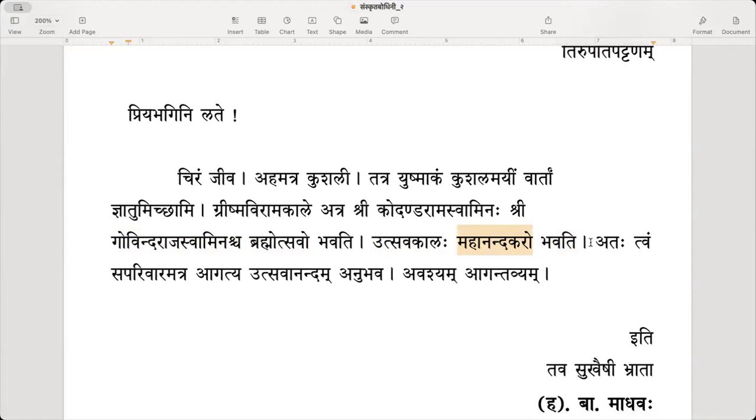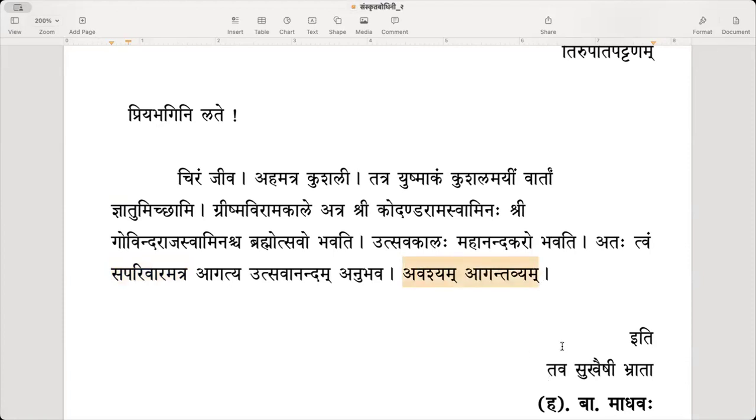Ataha, hence, Tvam Saparivaram Atra Agatya Utsava Anandam Anubhava. This probably is a letter a brother is writing to the sister, calling her to come and spend the summer vacation with him. So, Saparivaram, along with your family, Atra Agatya, after coming here, Utsava Anandam Anubhava. Experience the happiness of a festival. So, avashyam agantavyam, you must definitely come.